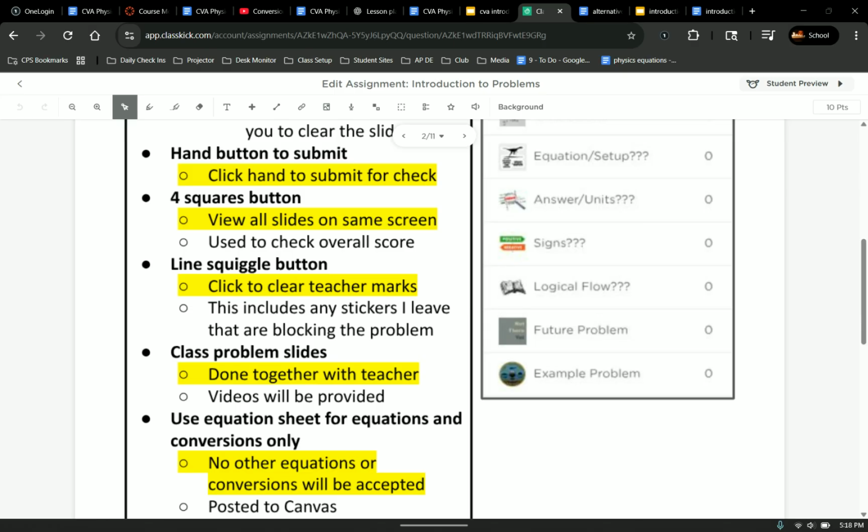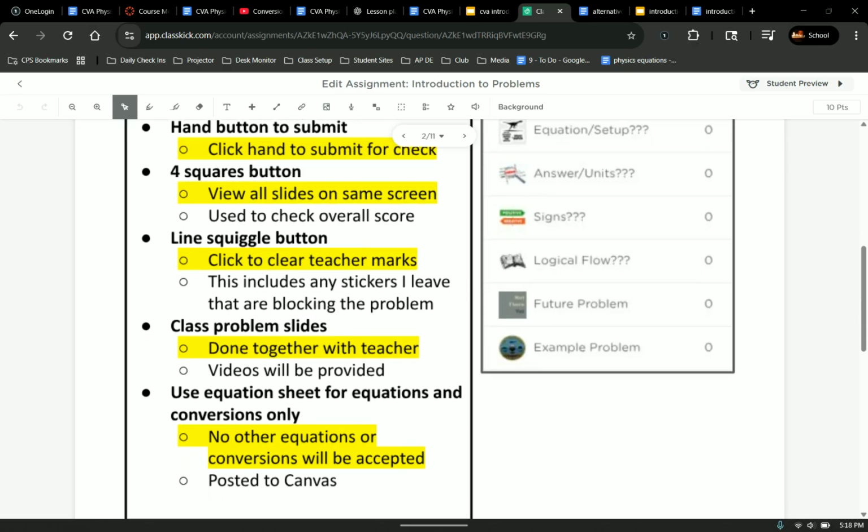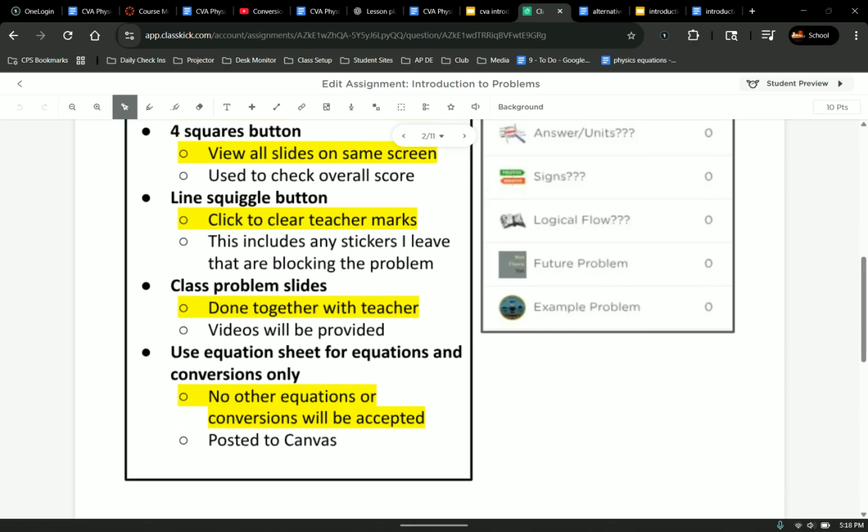Again, class problem slide, the one labeled teacher slides, there's a video of me doing them, and then I'll have it written out on the slide for you ready to go. And then, the equation sheet, this is the last little thing. You'll have access to this on Canvas.